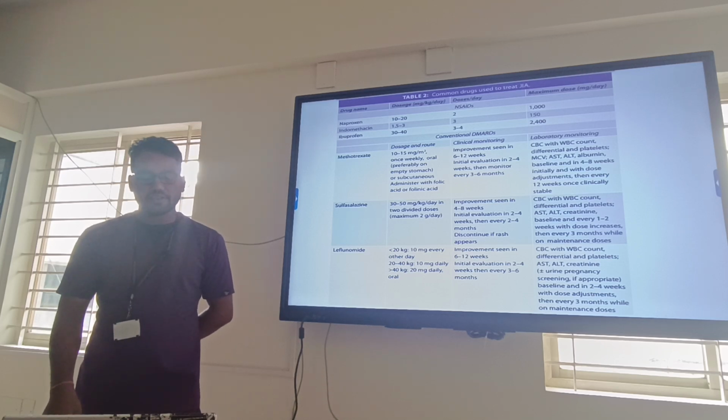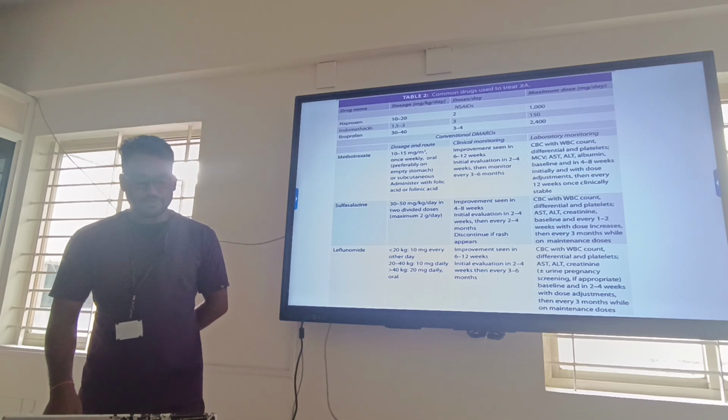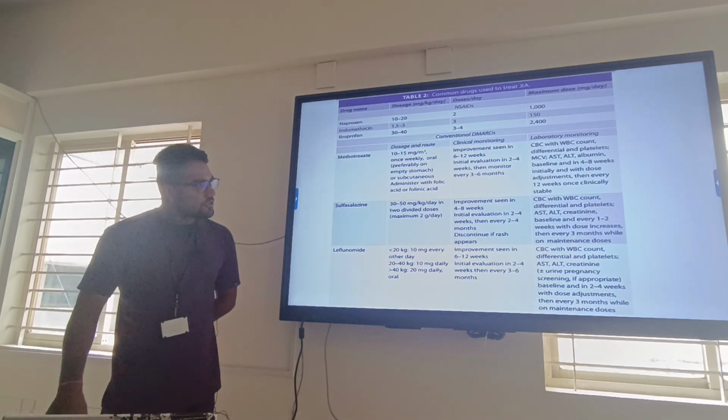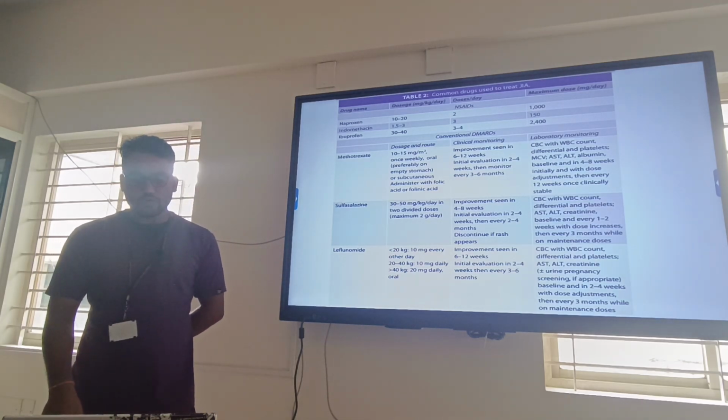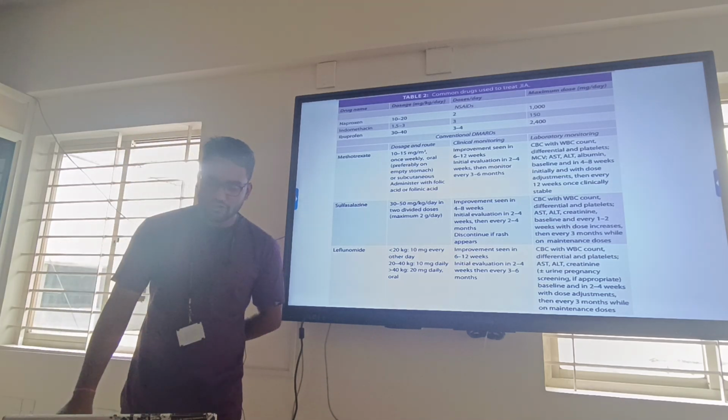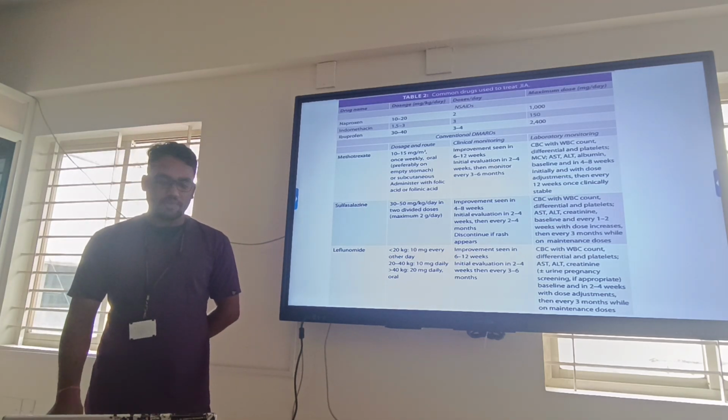sulfasalazine, we have 30 to 50 mg per kg per day divided into 2 doses, maximum 2 gram per day. Improvement is seen over 4 to 8 weeks. Initial evaluation is done in 2 to 4 weeks, and then every 2 to 4 months, and it is discontinued if rashes come. Next we have leflunomide.